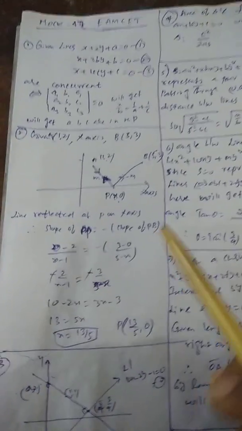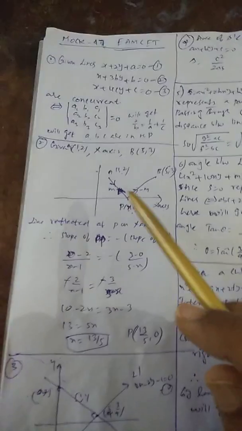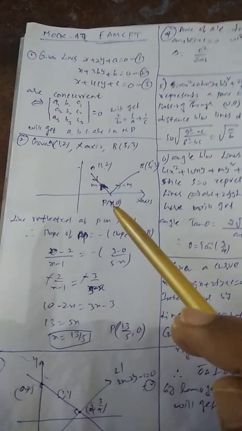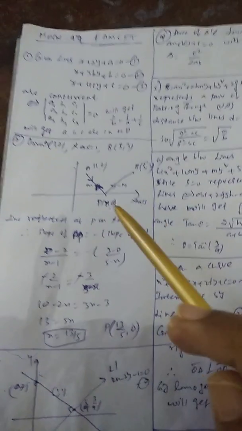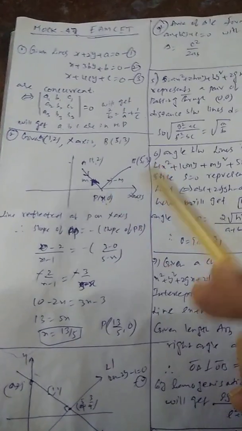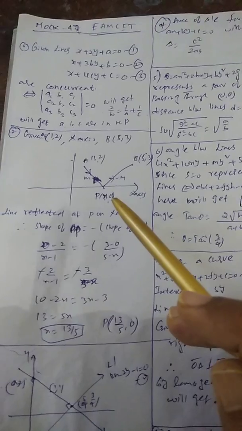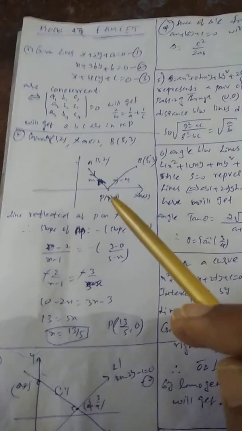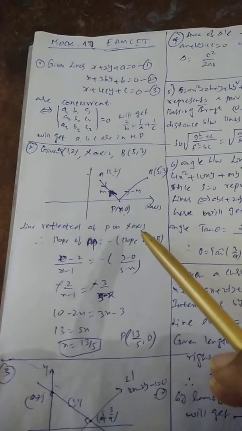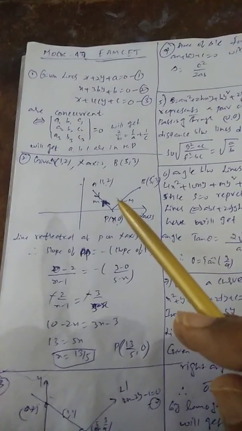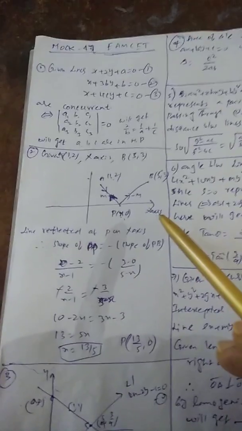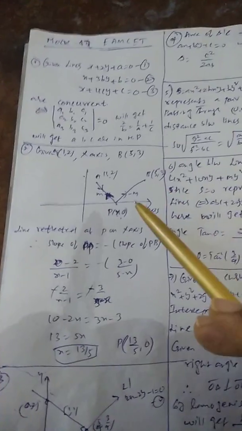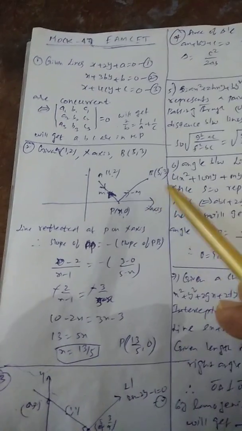Next, the second question. One straight line passes through (1, 2), is reflected at a point on the x-axis, and again passes through (5, 3). Find the coordinates of the point on the x-axis at which the line is reflected. Since the line is reflected on the x-axis, the slope of AP equals minus the slope of PB.